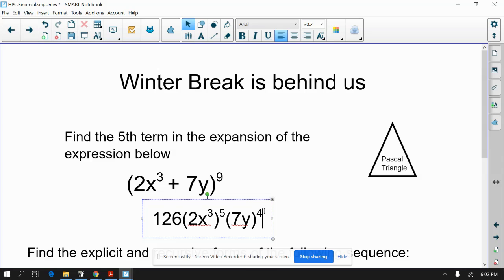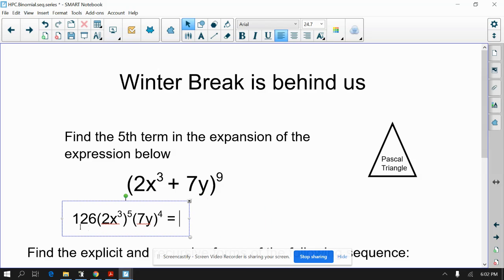Now the rest is just simplifying. So order of operations is always our master. I do not multiply 126 times 2. You're going to be very, very frustrated with your scores because that's multiplication, but exponents come first. This 2 must be raised to the 5th power first, which is 32. And then x to the 3rd has to be raised to the 5th, which gives you x to the 15th.